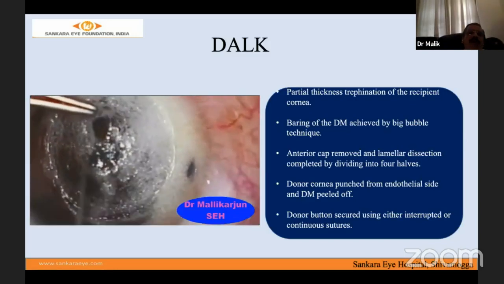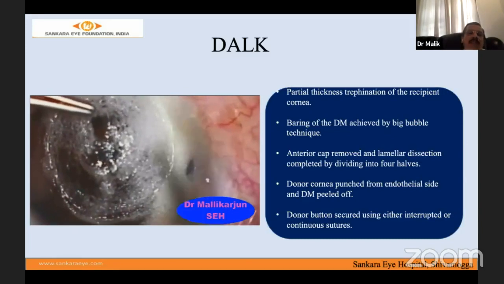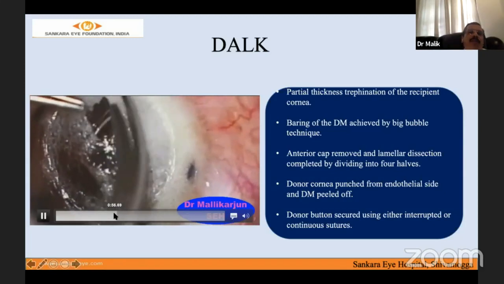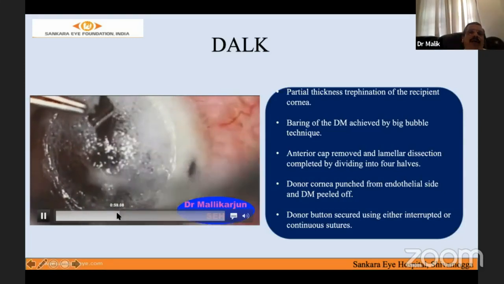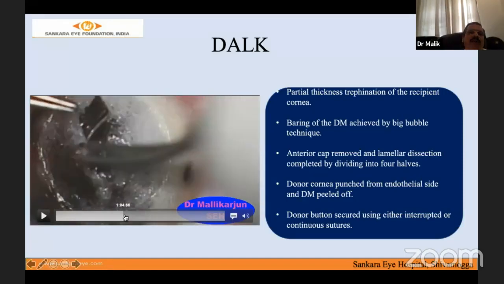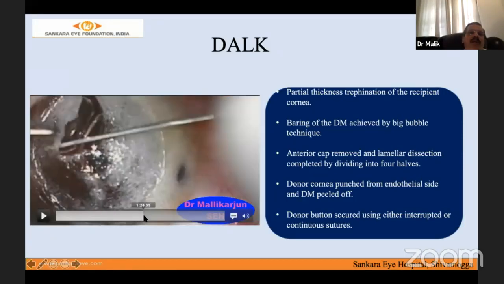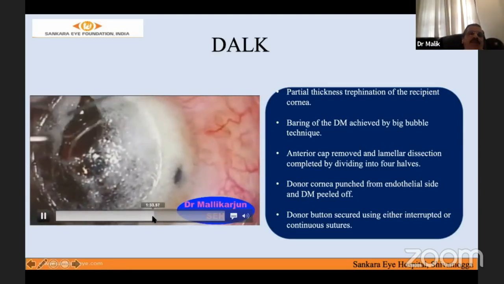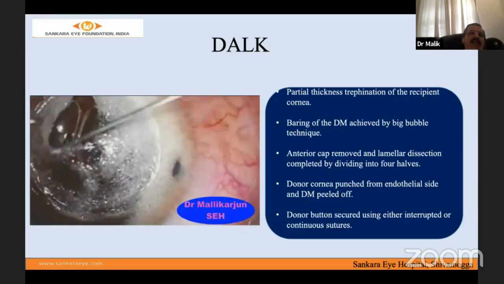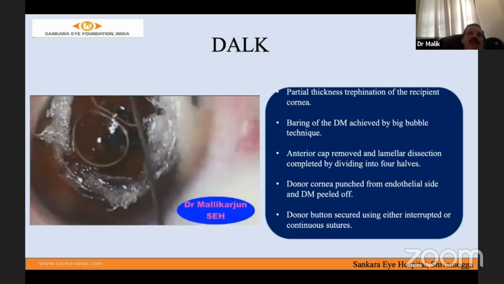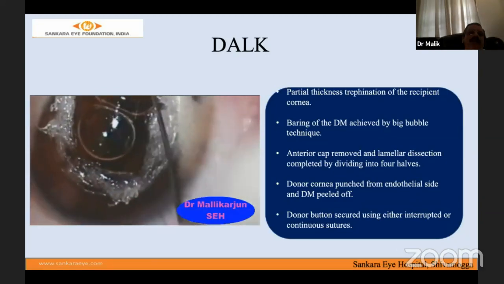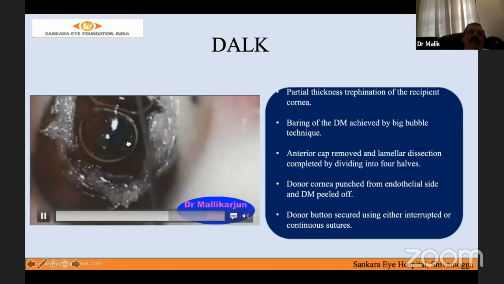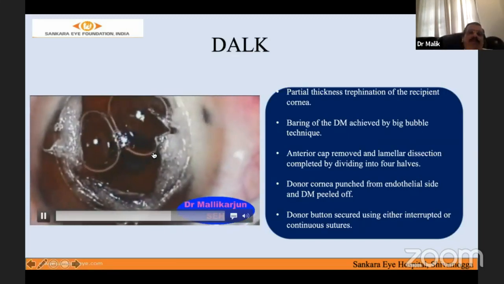So slowly, what I'm doing, I am separating the anterior stroma from the Descemet membrane or pre-Descemet membrane. With the help of corneal scissors, I'm taking out the anterior stroma. Sometimes there might be small adhesions which can be released with a blunt spatula. Now I have the cut ends of the anterior stroma and bare Descemet membrane. The air you see is in the anterior chamber.